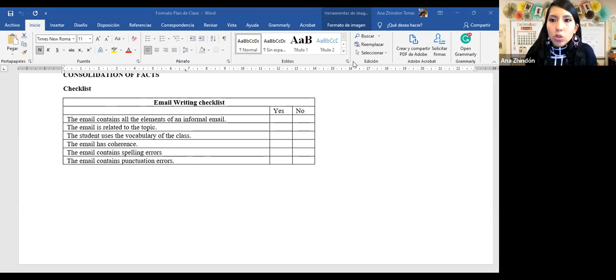Okay, so remember always when you are required to work on writing activities, make sure of these things: that the email contains all the elements that you are required to write, in this case, an informal email. So all of you achieved this goal. All of you have the structure of an informal email, and the email is related to the topic. You have to stick to the topic. All of you used the vocabulary of the class. I just checked that. You have coherence, you don't have spelling mistakes or punctuation mistakes.